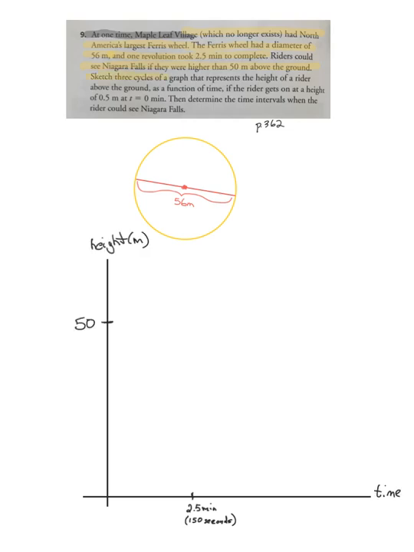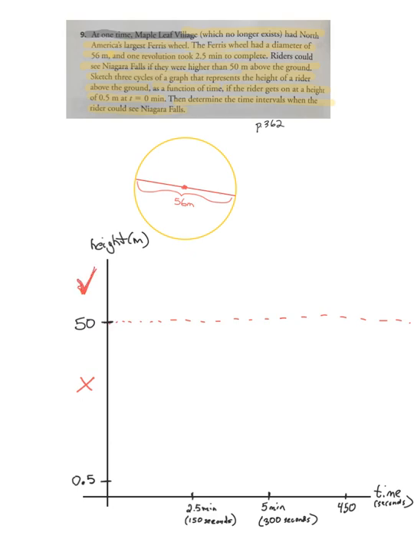We want to sketch 3 cycles of a graph that represent the height of a rider above the ground as a function of time, if the rider gets on at a height of 0.5 meters at 0 minutes. Then determine the time intervals when the rider could see Niagara Falls. So determine when they're above 50 meters.